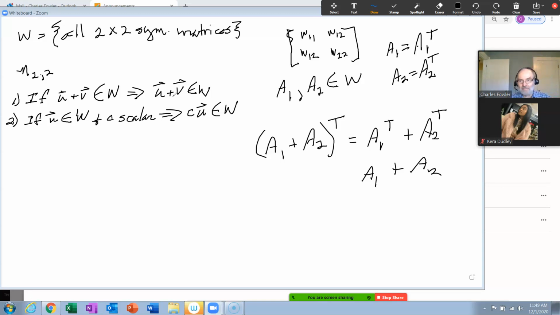Now the second part. I wish I'd left the place because I'm going to need it again. Yeah, I've got it. Okay, the second is that if U is in W and C is any scalar in the world, then CU is in W. So this says A1 is obviously in W. C is a scalar. Now is C A1 also in W? That's the question. We don't know that. Okay.